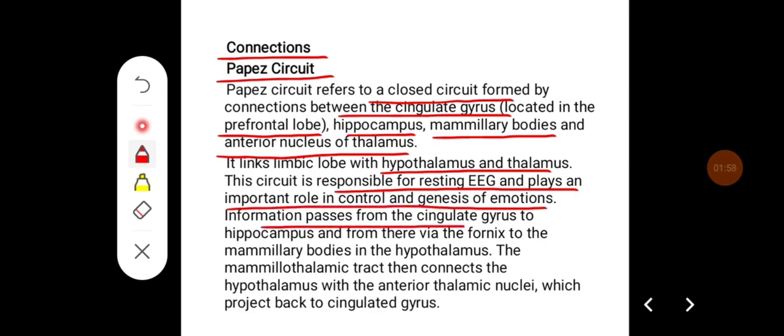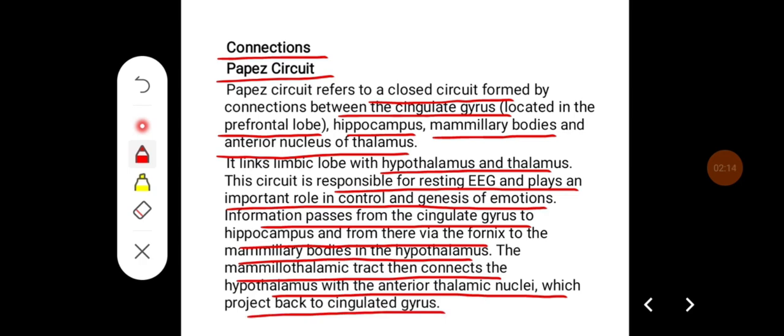Information passes from the cingulate gyrus to the hippocampus and then via the fornix to the mammillary bodies in the hypothalamus. The mammillothalamic tract then connects the hypothalamus with the anterior thalamic nuclei, which projects back to cingulate gyrus.